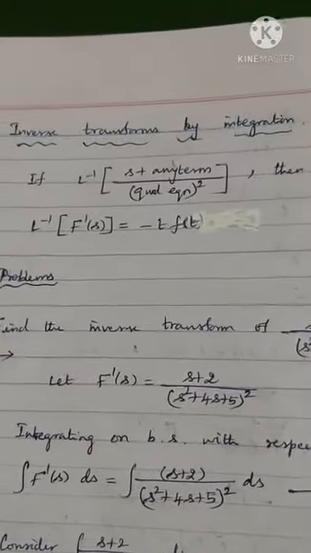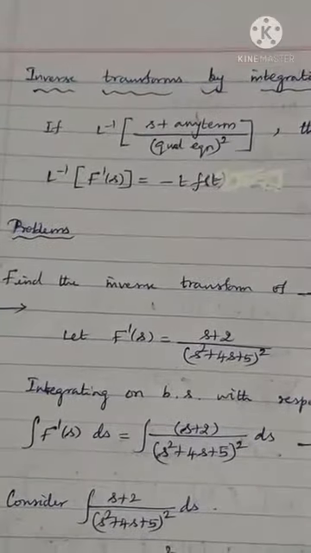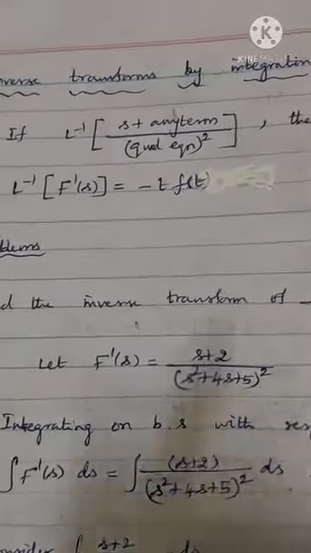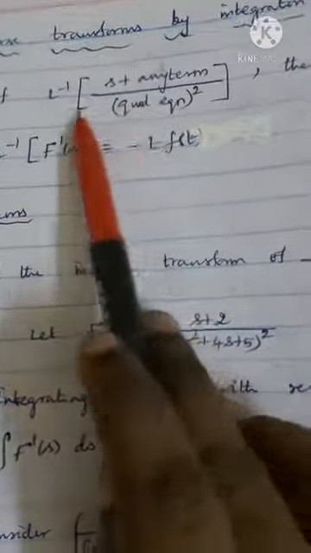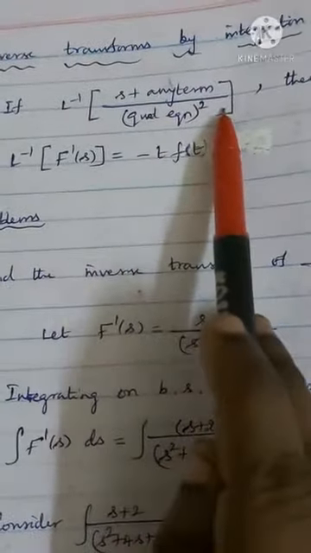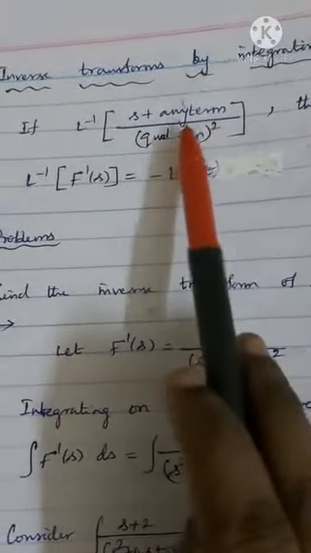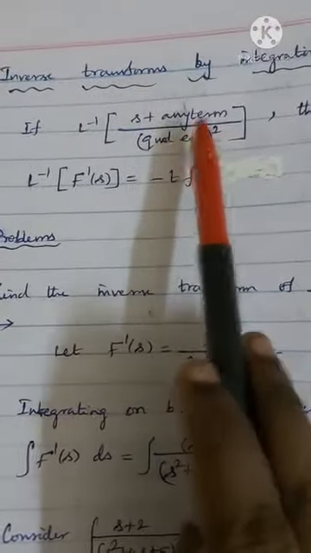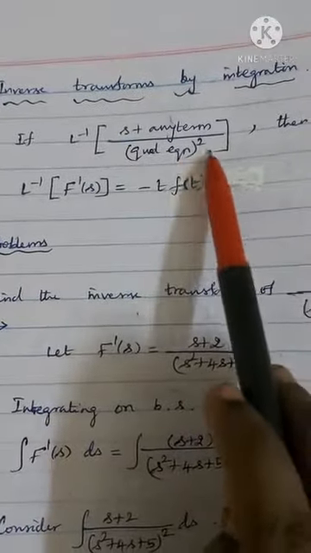Dear students, let us see the next heading. Inverse transforms by integration. Okay. So sometimes if you see, they give a function of s, right? If you look at the function, the denominator will be a quadratic equation whole square. Numerator may be s plus any term, or simply s, or maybe some other 1, 2, right? Quadratic denominator is quadratic equation whole square.